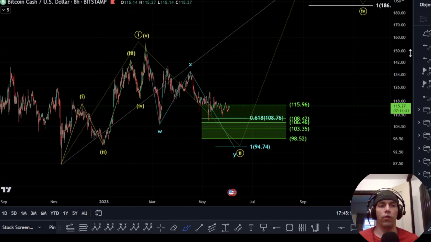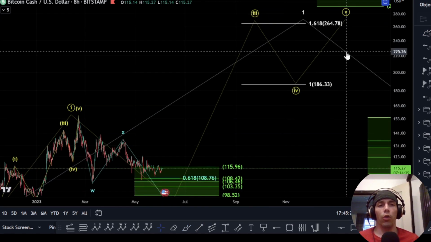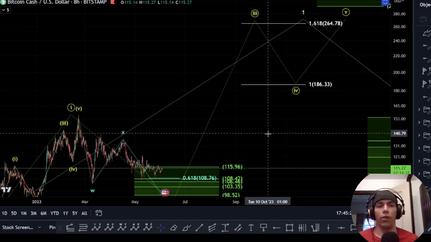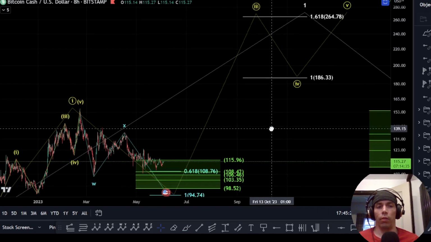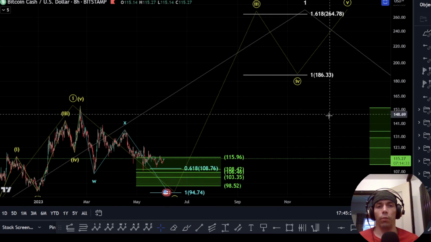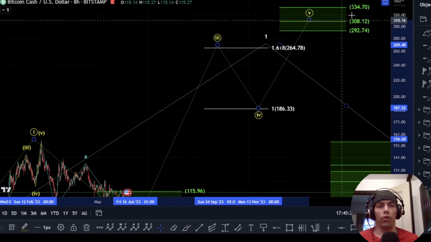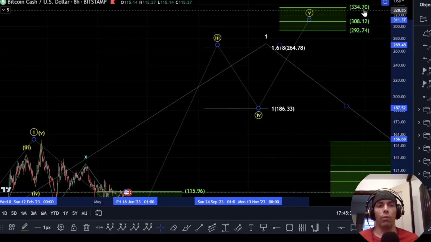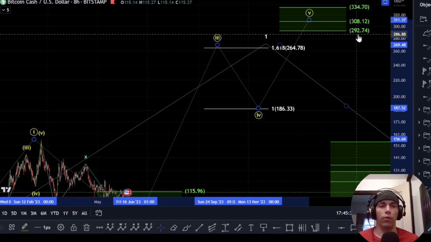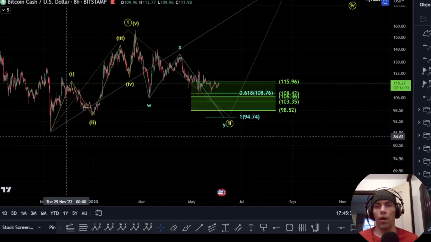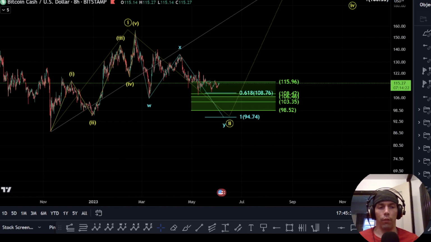except what we'd want to see off of the back of this is a nice strong 5-wave move to the upside, looking to target out this $264 region for a bigger third wave here, and then we'd be looking for the possibility of continuation, in which case we would see this potentially move up towards this 334 to this 292.74 region. So this would be treating this as a potential 5-wave breakout.